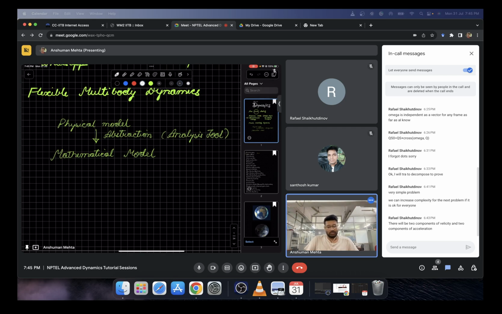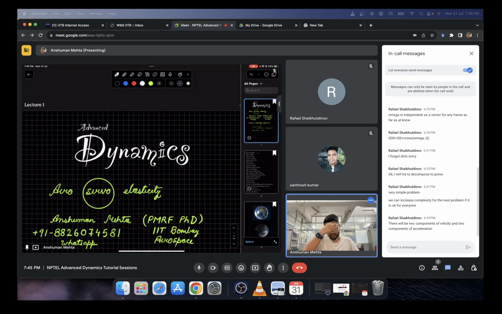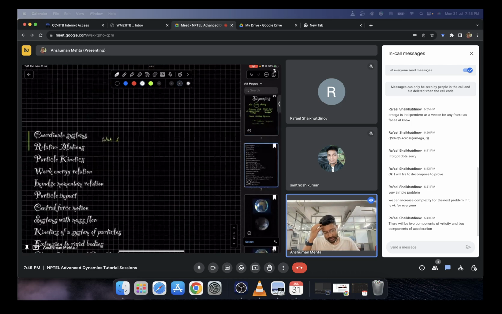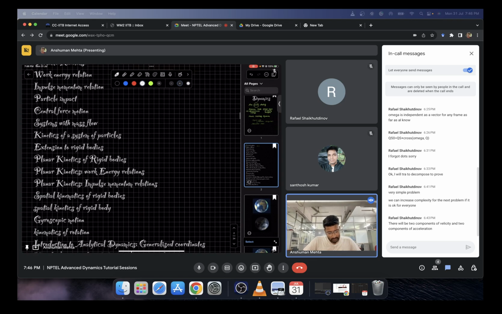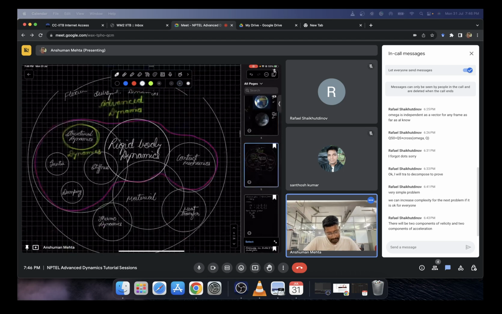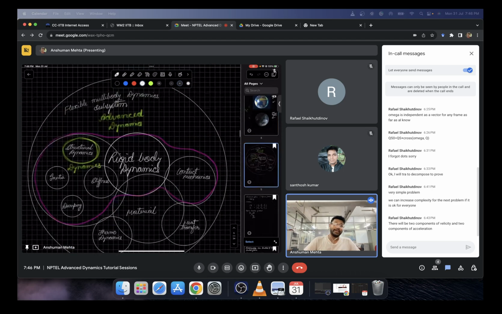Okay, so the first part, which is coordinate system and relative motion, is one of the complexities which we face when we go into advanced dynamics. Another, if you will see in this figure, is due to material.